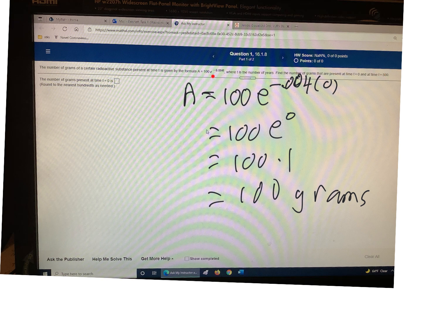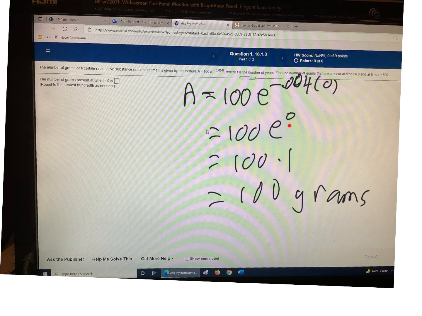So you want to put in 0 and then 500 here. And for the 500, you definitely need to use a calculator. But for 0, I don't need to use a calculator. So I replace t with 0, and so you multiply negative 0.004 times 0, and that's 0. So you have e, which is a number a little smaller than 3, to the 0 power.